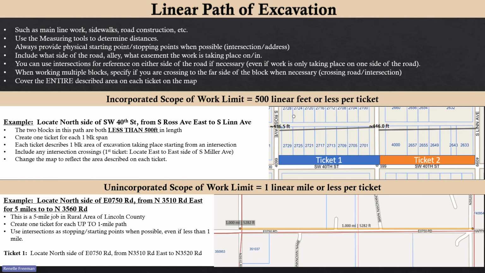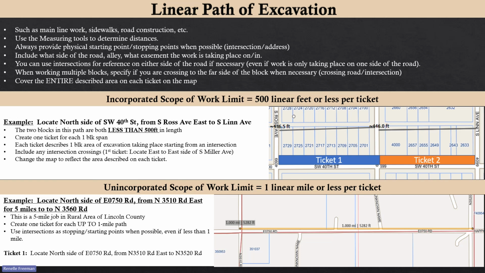If it's an unincorporated scope of work limit, so if it is outside of town or rural, then it's up to 1 mile per ticket. So in this example, we're working on the north side of East 750 Road from North 3510 Road going east for 5 miles. So since that's 5 miles, that would result in 5 separate tickets, up to 1 mile per ticket. And generally in areas like this, you have a road at each intersection, so you split it up with the same logic that we talked about just a moment ago with in-town locates.